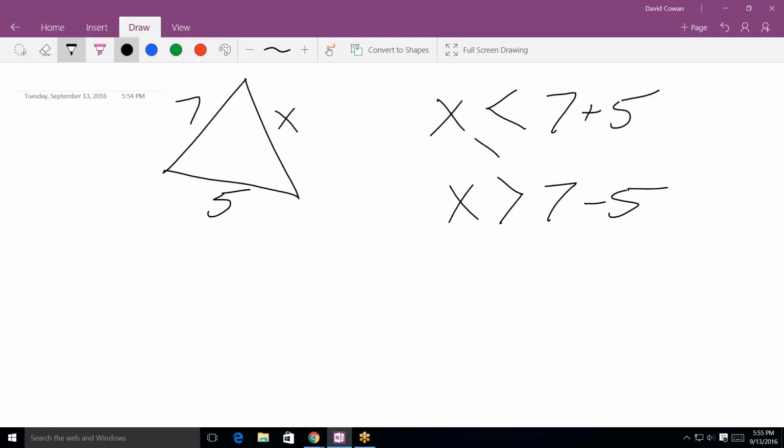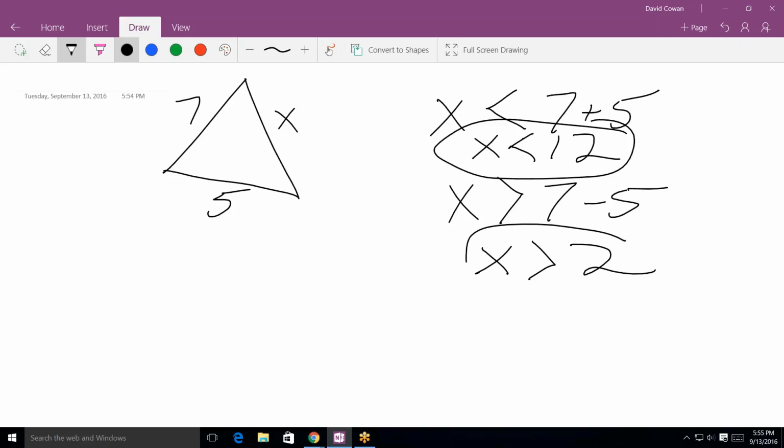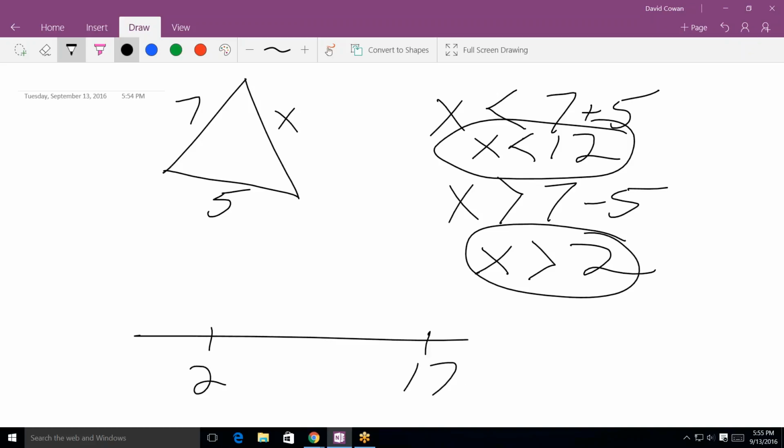So what I end up with is x has to be less than 12 and greater than 2. So x has to be in between these two points for that to be a triangle. In other words, if x was 13, it couldn't be a triangle. And in fact, x cannot even be 12. This is not a less than or equal to. This is a less than.